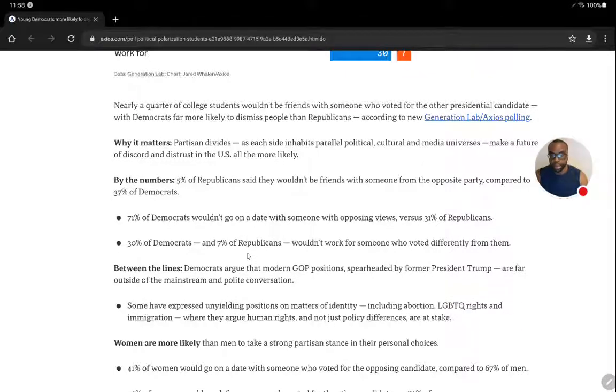Let's see. Between the lines, Democrats argue that the modern GOP position spearheaded by Donald Trump, I just said that. Women are more likely than men to take a strong stance on personal choices. And we knew this. Really, and I've said this before, the Democrat Party at this point is very, very feminine in the trajectory that they're on right now. They act like women do. I'm not saying all women, of course it's not all women, but it is a very feminine mindset to be this way. I don't want to even talk to you. I know I'm right.